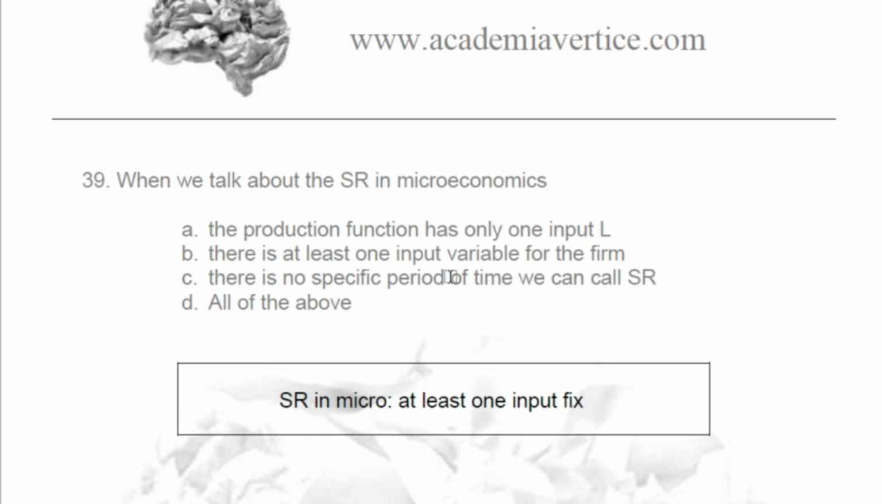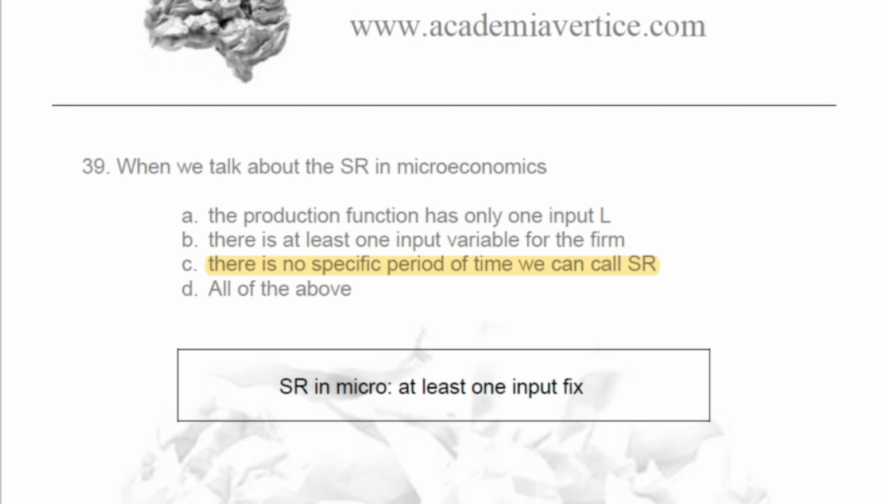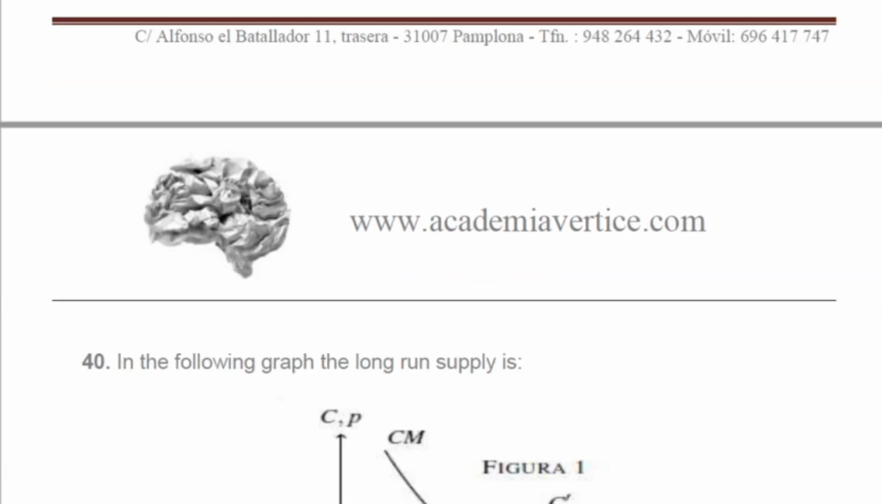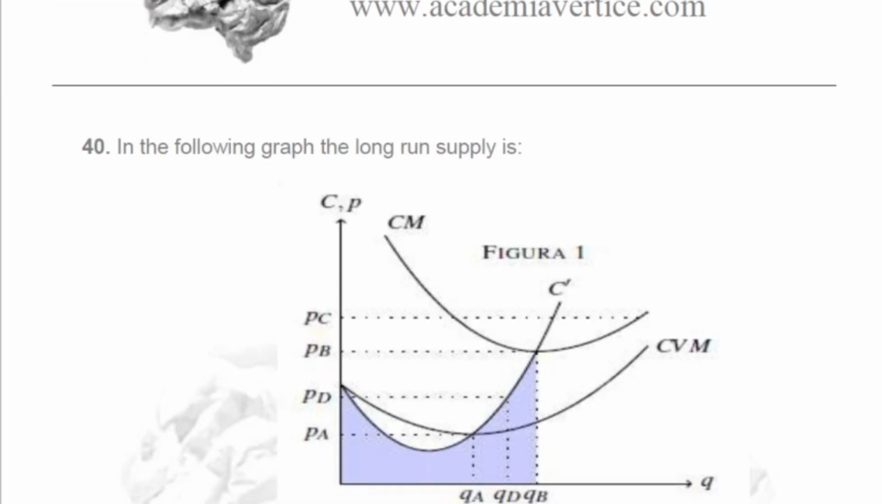Then, there is at least one input fixed. No, there is no specific period of time we can call short run. That's correct. There is not a specific period of time in micro where we can call the short run. That's the point. The circumstance of not being able to vary, to change at least one input, that's the short run in micro.